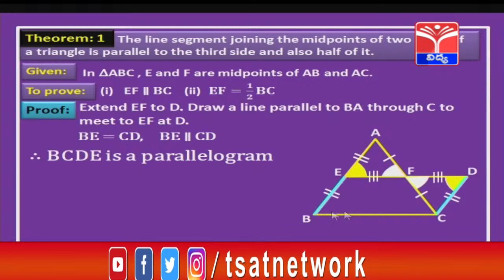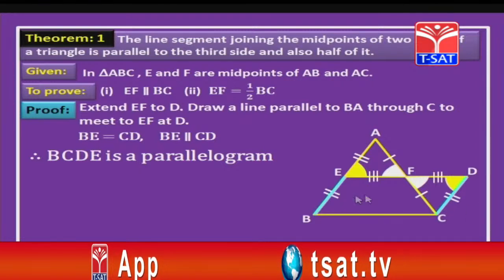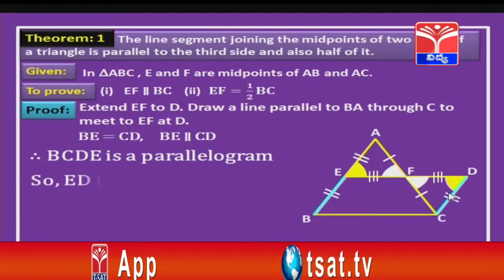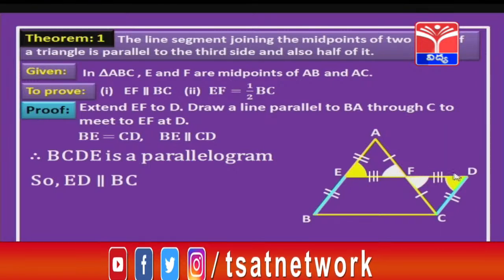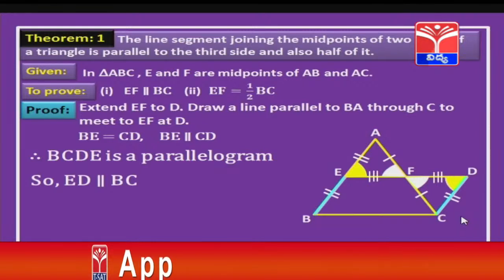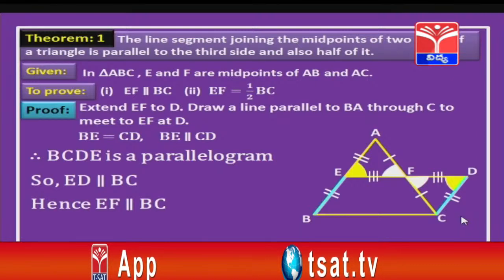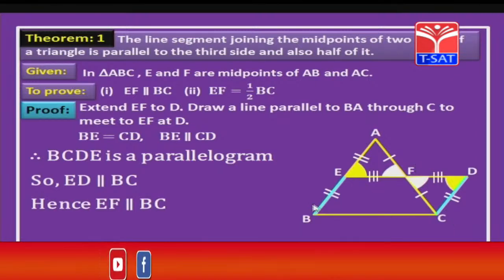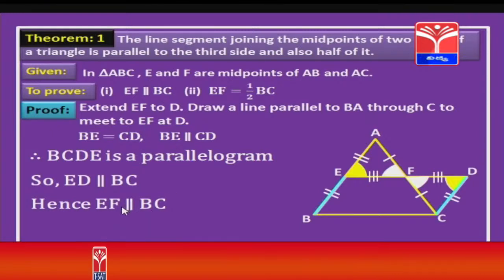Therefore, I can say this BCDE is actually a quadrilateral, right. Now, in this quadrilateral, one pair of opposite sides are equal and parallel. Therefore, it is a parallelogram. Now, since it is a parallelogram, I can write ED is parallel to BC, because in a parallelogram both pairs of opposite sides are parallel. Got it, children? Now, since ED is parallel to BC, EF is also parallel to BC, because EF is a part of ED. So, we got the first part, EF parallel to BC.